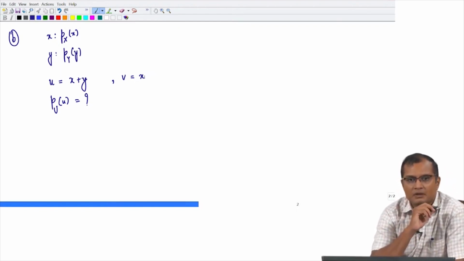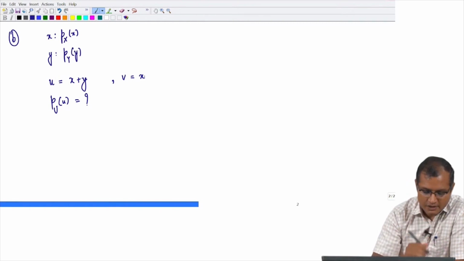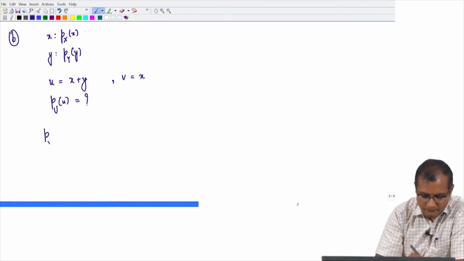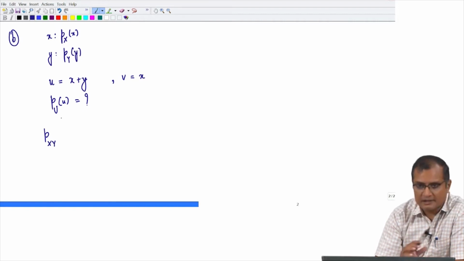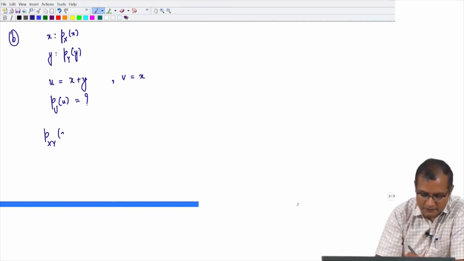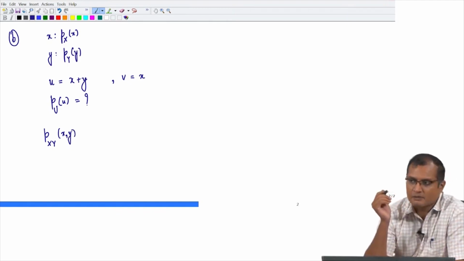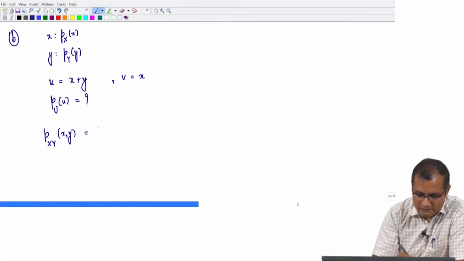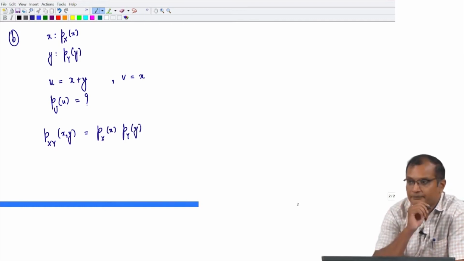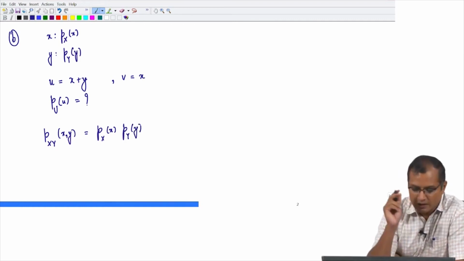Okay. So, what is happening here is that you have a PDF, I will say that this is an xy PDF of x comma y, and because x and y are independently distributed, this is nothing but p of x(x) into p of y(y). Okay.